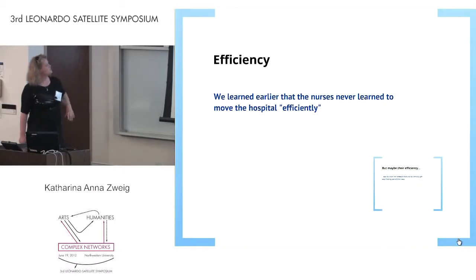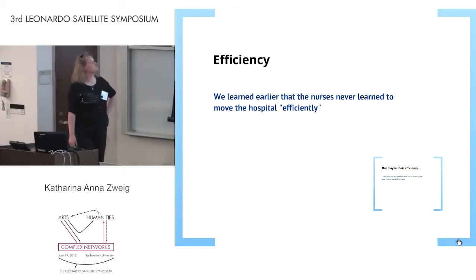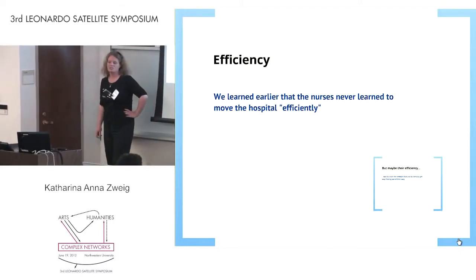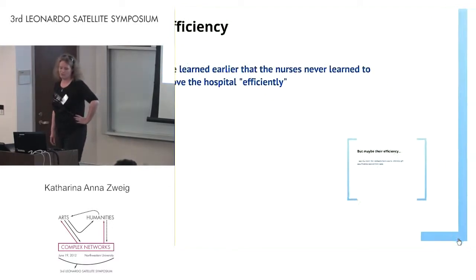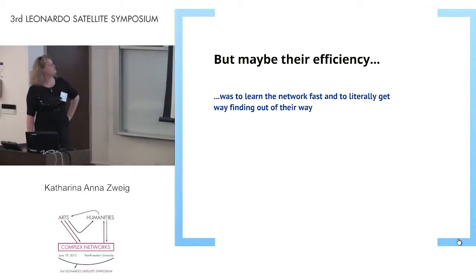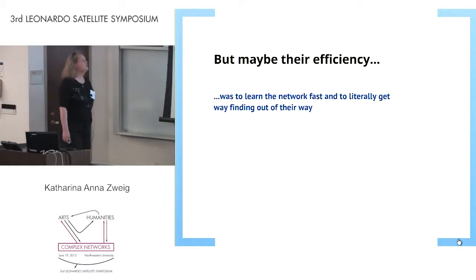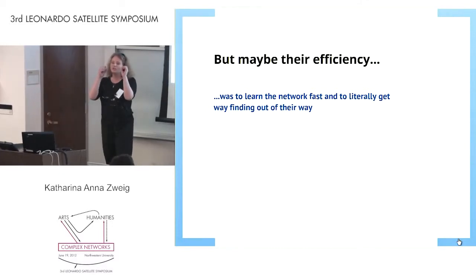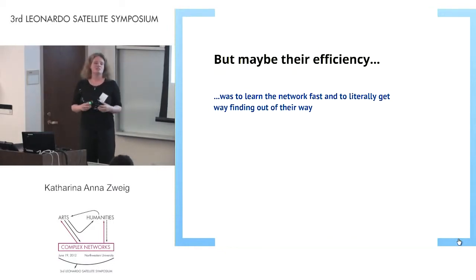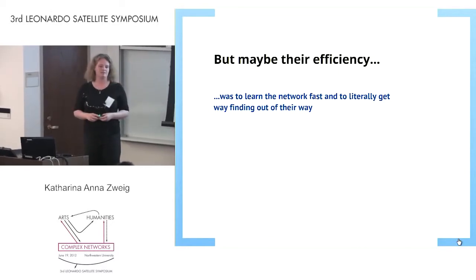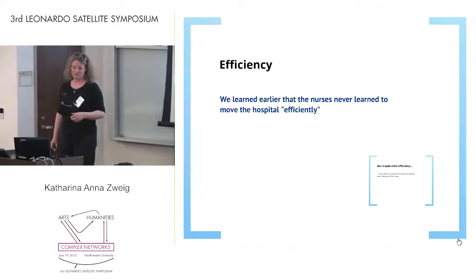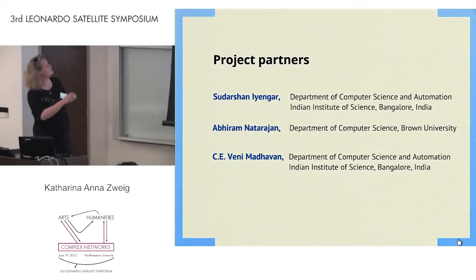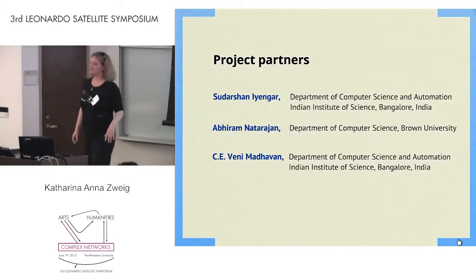So to sum up this research, we learned earlier that these nurses never learned to move the hospital efficiently. But maybe they did so because they had another efficiency criterion. So maybe their efficiency was to learn the network fast and to literally get wayfinding out of their way. Because actually it was not measured whether thinking about the really shortest path and going there would have taken longer than just taking some way that they had in mind very quickly. So this was joint research with Sudarshan Iyengar, who came up with the project, his doctoral father, and another student working on that. Thank you very much for your attention.